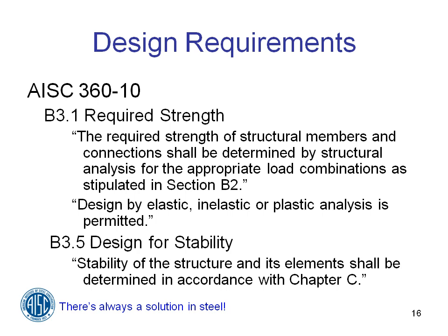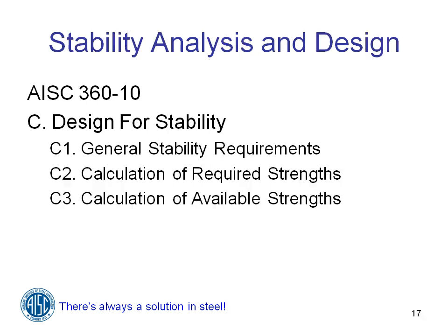It then says design by elastic, inelastic, or plastic analysis is permitted. So normally we're dealing with an elastic analysis, but there are opportunities to do other kinds of analyses. Then B3.5 is design for stability. And it says stability of the structure and its elements shall be determined in accordance with Chapter C. So what does Chapter C say?